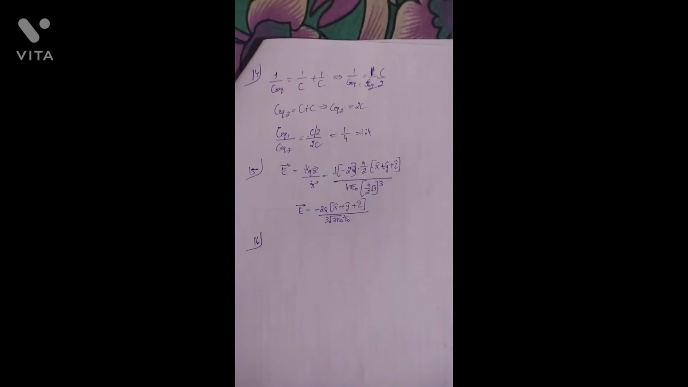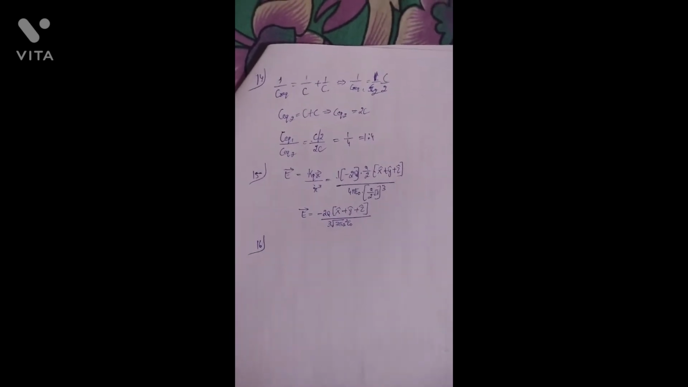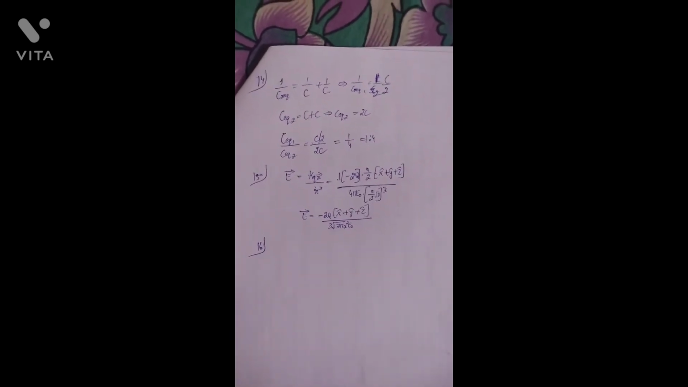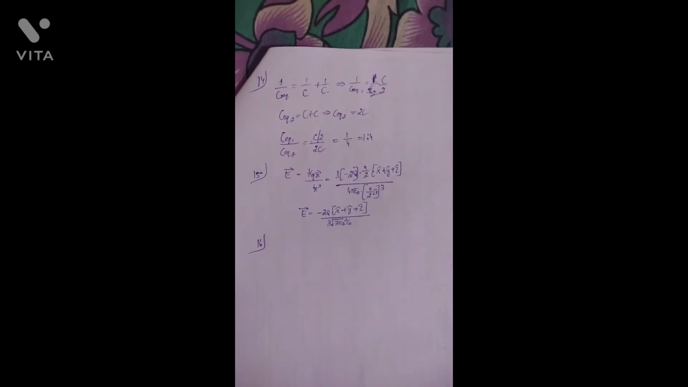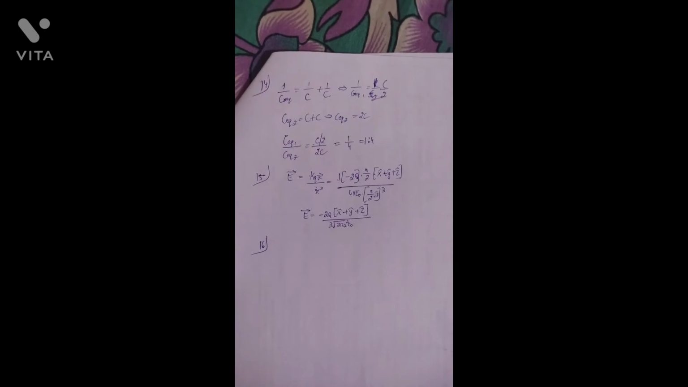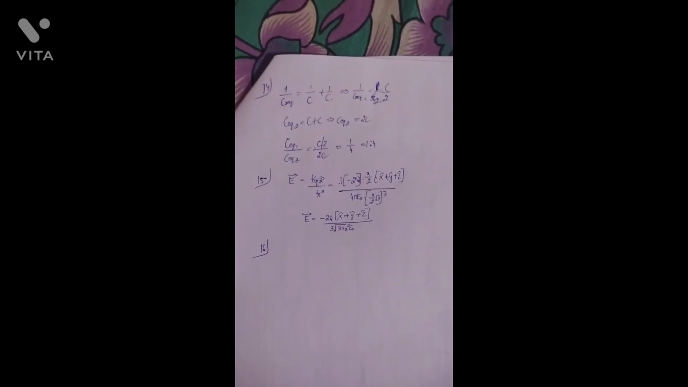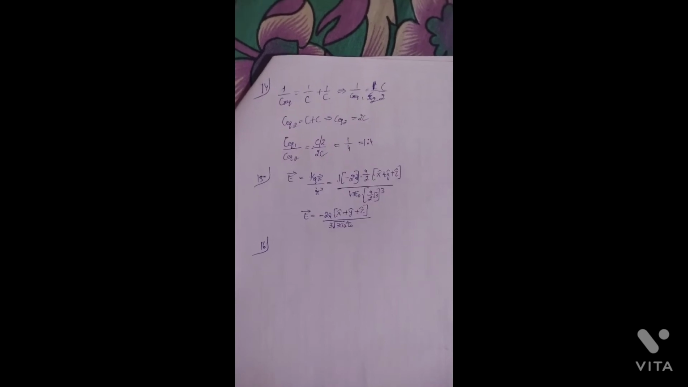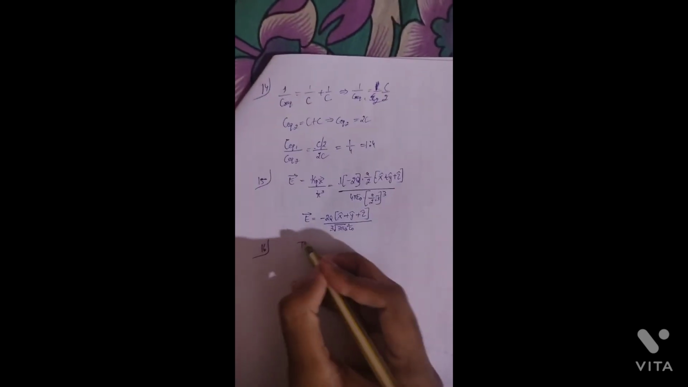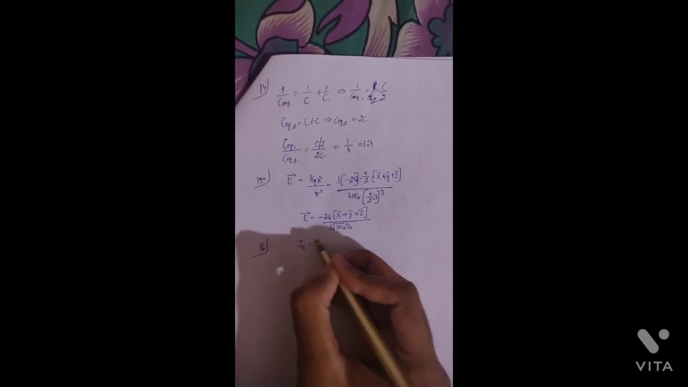So I believe you have watched the 16th question. In the 16th question they have given that if the emitter current is changed by 4 milliampere and the collector current changes by 3.5 milliampere, the value of beta will be, they have asked. So they have given two things: the emitter current IE and the collector current IC.